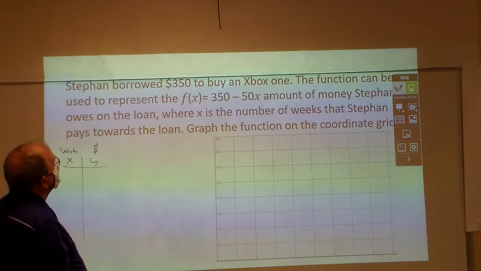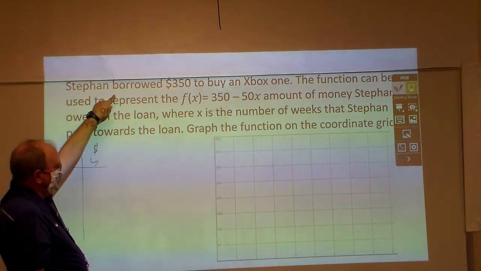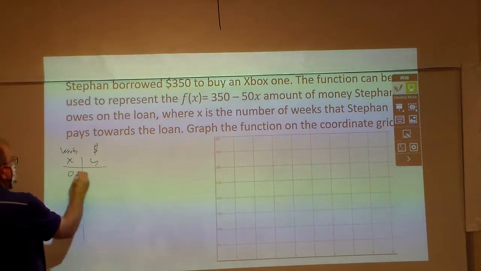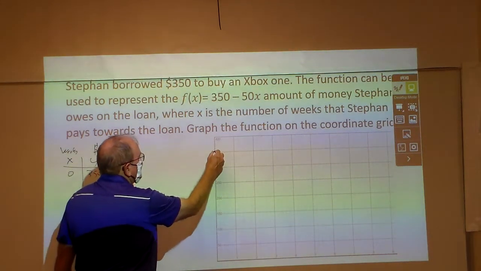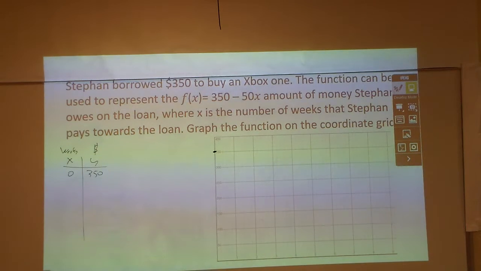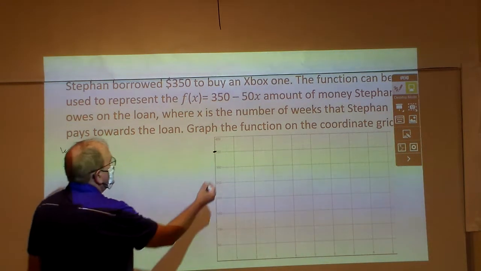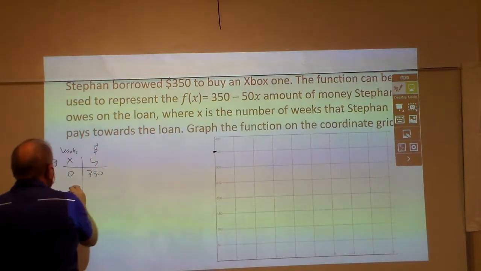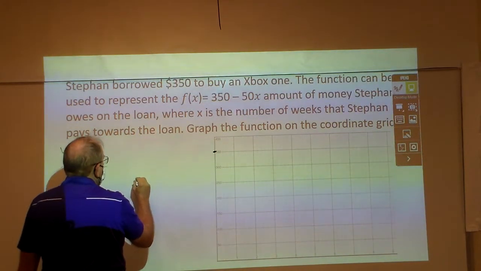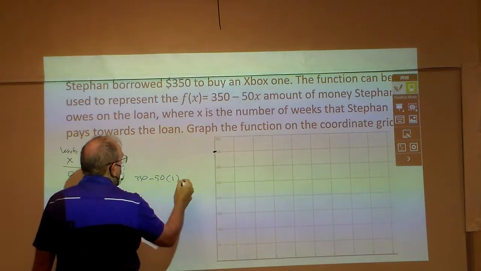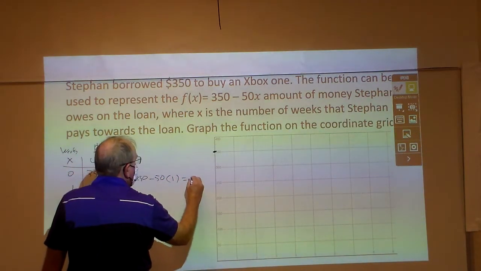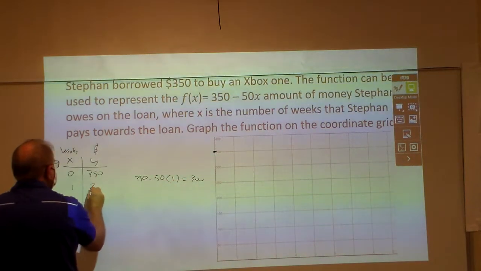And what do you know? Stefan borrowed $350. So that means in week 0, he borrowed $350. That would put a dot right here as far as graphing. And then we might need to put some numbers in here. If I put a 1 there, after 1 week, you do 350 minus 50 times the 1, well, that's 350 minus 50, which is $300.